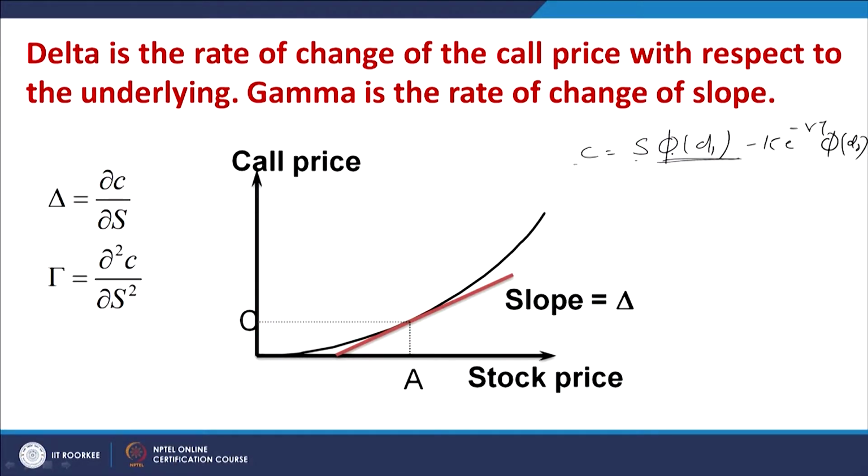Now, one immediate fallout is that because this is a curve, the slope at every point is different. In other words, delta is different at different prices. I work out the delta here, I get a certain value. I work out the delta here, I will get a different value. I work out the delta here, I will get a different value. So, delta value also changes from point to point along this price curve. And in fact, this change in the value of delta is captured by the second derivative, which is called the gamma, which we shall talk about soon.